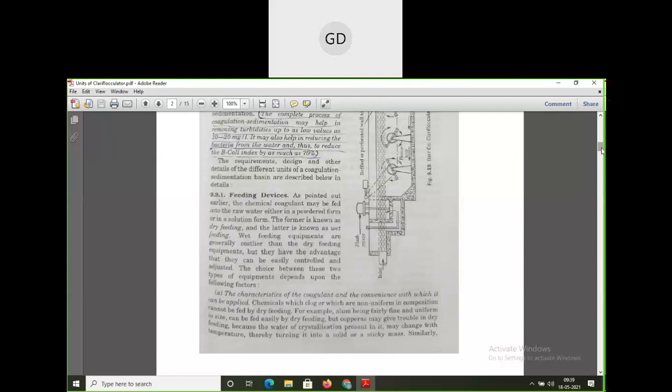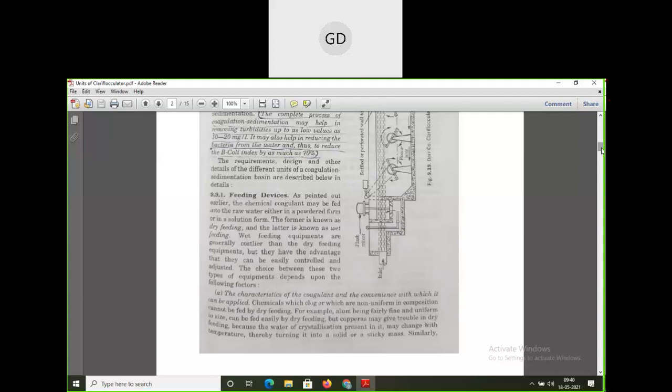It depends upon the characteristics of the coagulant, the chemical which you are using. Those chemicals which clog or are very non-uniform in composition cannot be fed by dry feeding. For example, the most commonly used coagulant is alum. Alum is very fine and very uniform in size, so it can be fed by dry feeding.